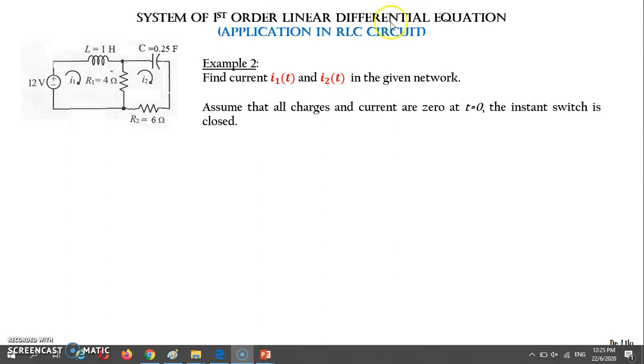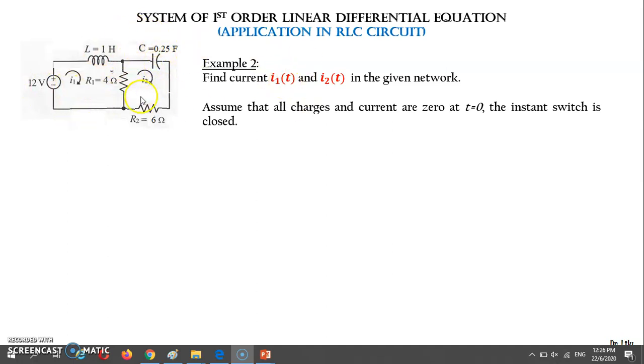Okay, so in this video, we are still discussing the application in RLC circuit for system of first order linear differential equation. Okay, so beza dengan previous video, kita masih lagi tengok contoh yang lebih kurang sama, tapi you ada additional element, which is you ada capacitor. Okay, so kalau you masih ingat dalam video yang sebelum ini, kita cuma ada inductor, resistor and supply kan. So dekat sini kita ada additional capacitor.